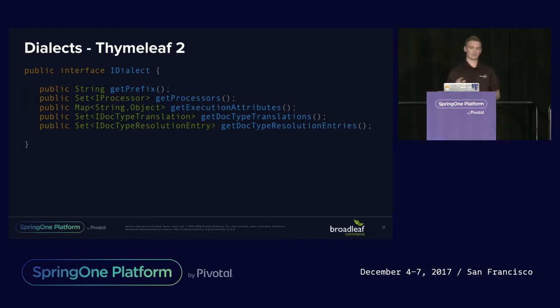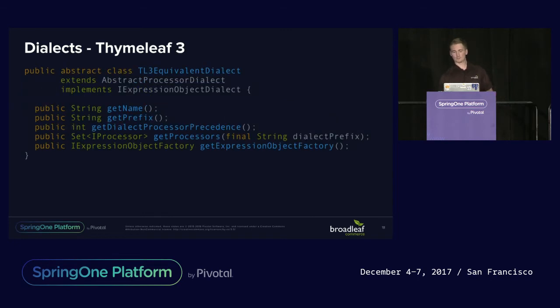Execution attributes. This one's kind of weird. In Broadleaf, we typically only returned a magic string map to our expression object factory. I don't know any other use cases. And then the last two, I honestly don't really particularly know. We usually just return the defaults from the abstract dialect.